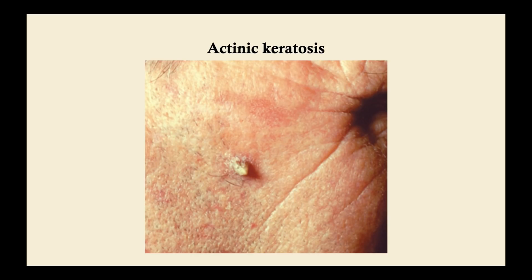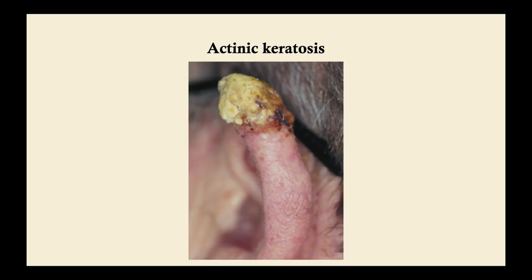Here's that horny appearance. So this is a very classic way that actinic keratosis can show up, but it doesn't have to. It can just be a flat plaque. But I imagine on the USMLE, they're going to be more likely to give you a picture like this because it's a very classic presentation. You can see here, again, a horn-like appearance.